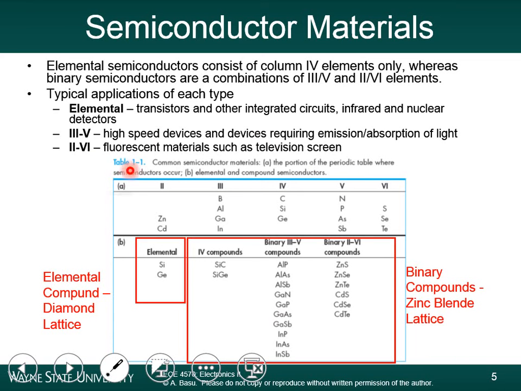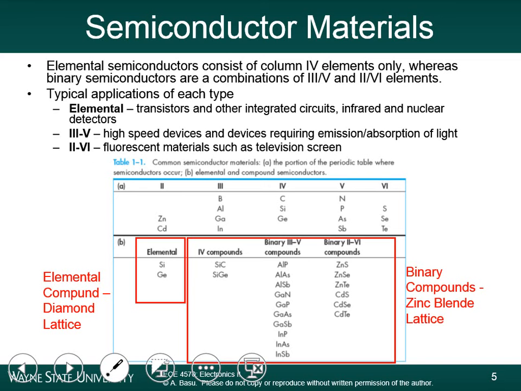Other types of semiconductor materials, there's the 2-6 materials, so fluorescent materials such as those used on old school television screens. We're not talking about the LED screens now. We're talking about the old school ones, where you had a cathode ray tube shooting electrons into a screen. The screen actually had a phosphor coating on it, and when the electrons hit it, it lit up. So that's another type of semiconductor material. These are used in fluorescent materials.